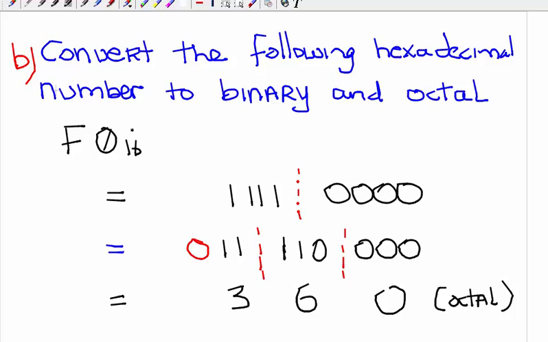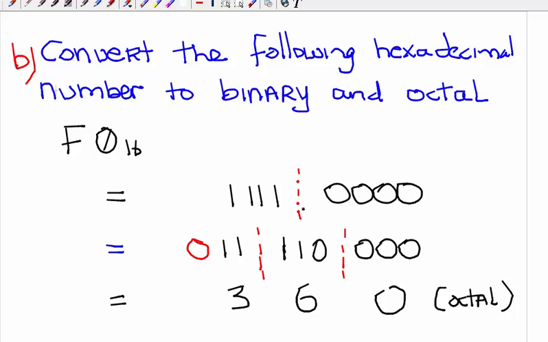So the second one is as follows. Convert the following hexadecimal number to binary and octal. Same again: F0 to the base 16. The binary number that corresponds to F is 1111. And the binary number that corresponds to 0, and again we're going to use 4 digits here, is 0000. So that's the binary equivalent of hexadecimal number F0.